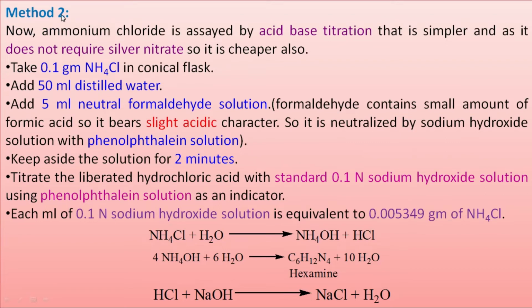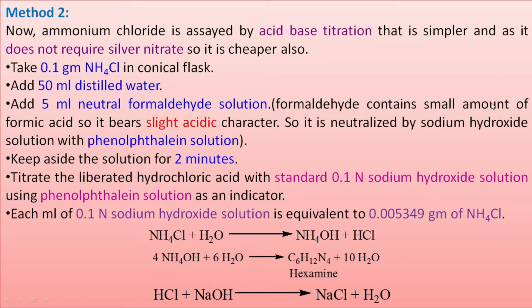Method number 2: ammonium chloride is assayed by acid base titration. This is the simpler method. It does not require silver nitrate. Silver nitrate is a costly material, so as this method does not require it, it is cheaper. Procedure: we will take 0.1 gram ammonium chloride in a conical flask. Then we will add 50 ml distilled water. Then we will add 5 ml neutral formaldehyde solution.